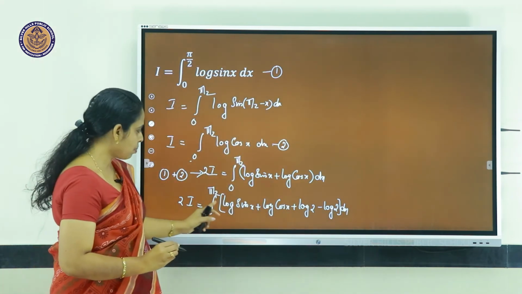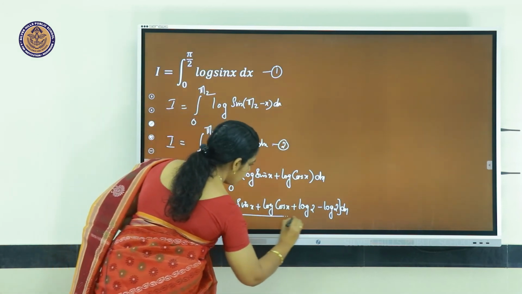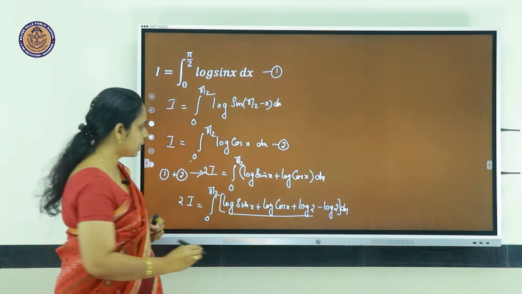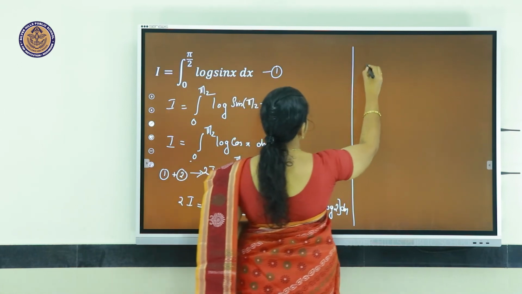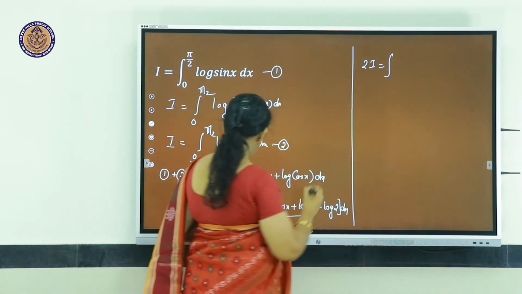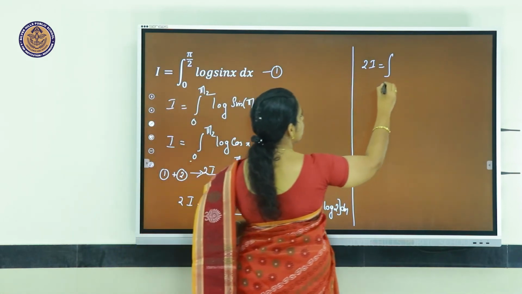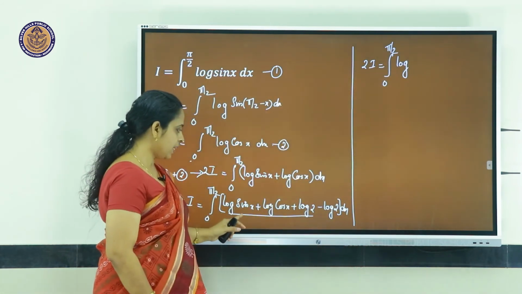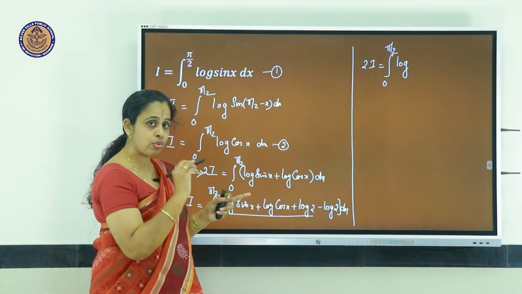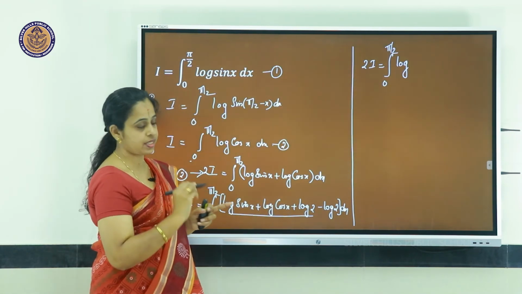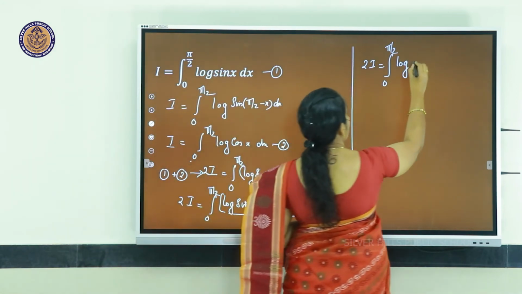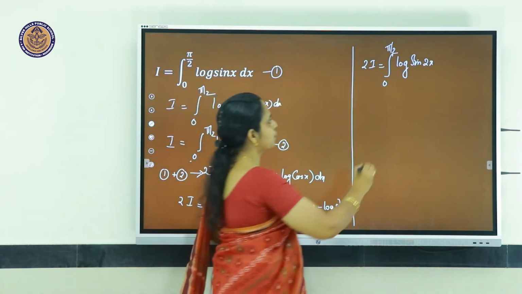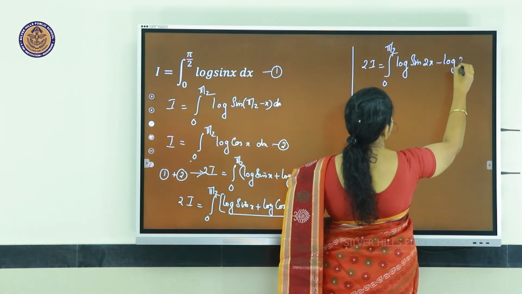Now, let us combine the first three. These three, log a plus log b plus log c, log abc. 2I equal to integral 0 to pi by 2 logarithm of sin x cos x 2, that is 2 sin x cos x, which is sin 2x. So, let us write in this line logarithm of sin 2x, remaining minus log 2 dx.